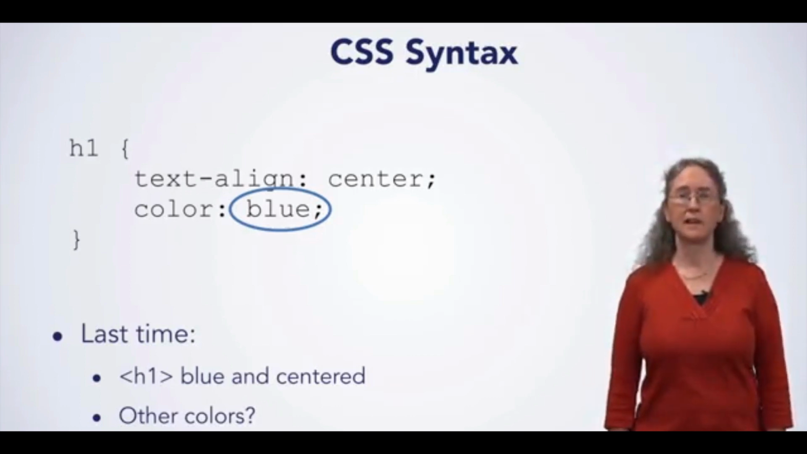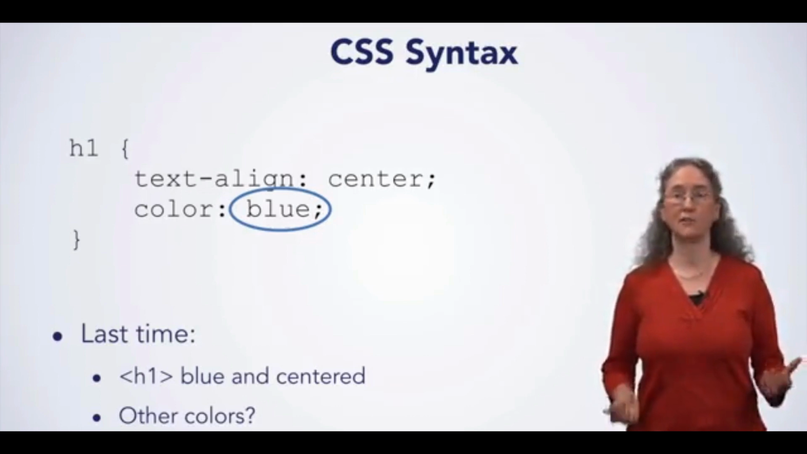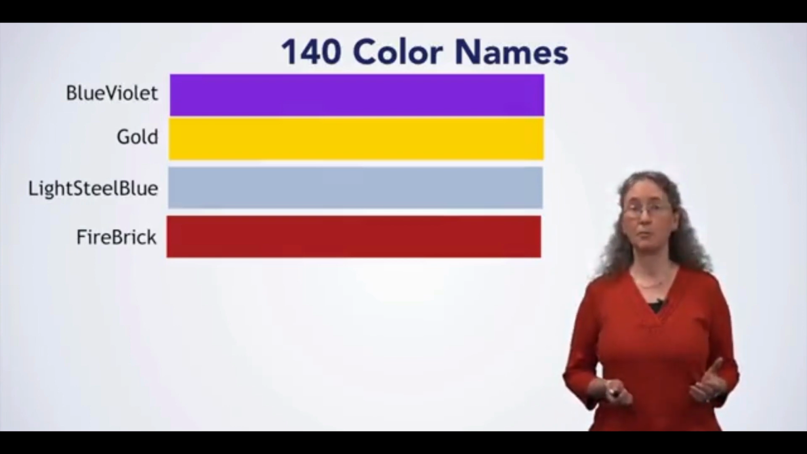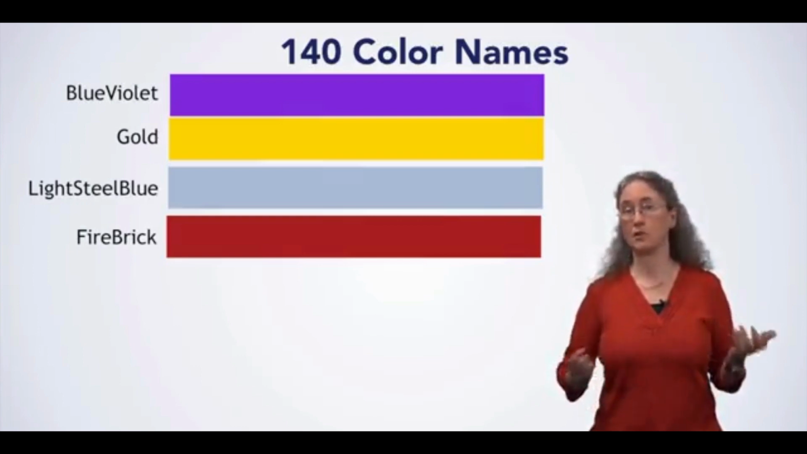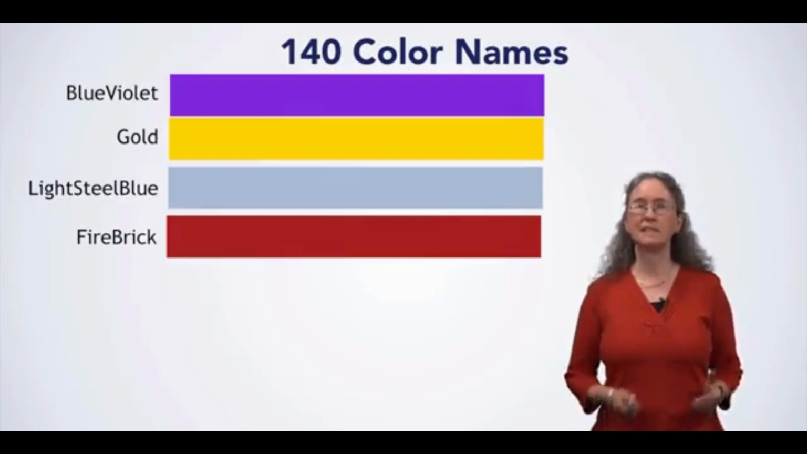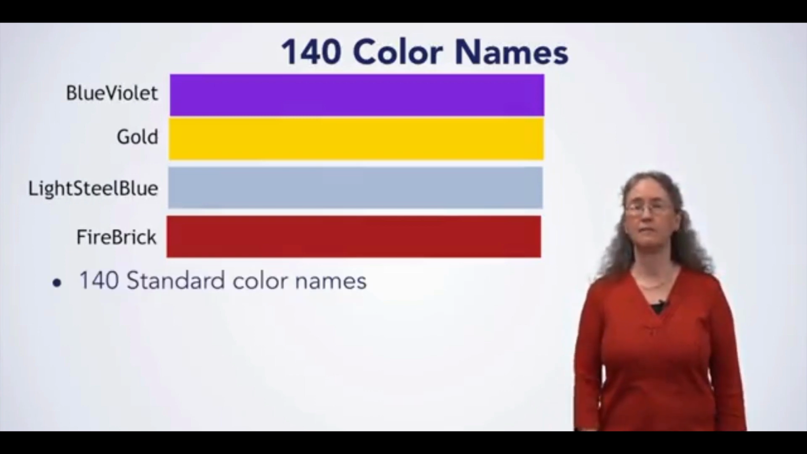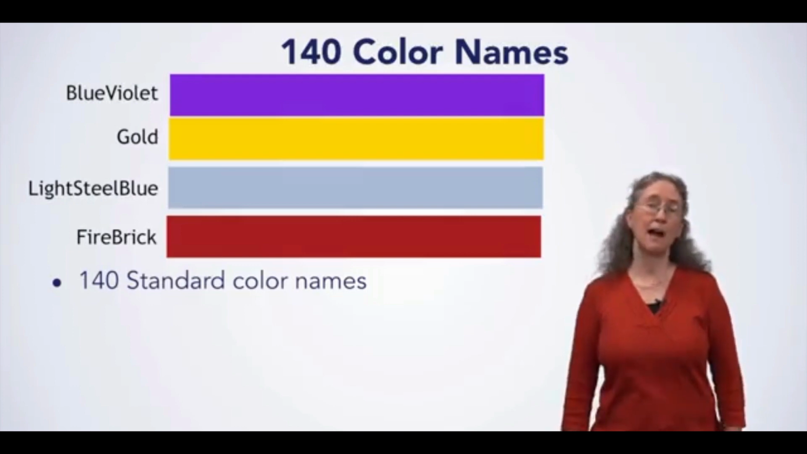But you might want to design a web page with more sophisticated color choices. CSS supports a much wider variety of color names, giving you the ability to choose some nice shades of different colors. Here's a few of my favorites. Blue-violet is a nice shade of purple. Gold is, of course, gold-colored. Light steel blue is a nice bluish gray. And fire brick is a deep red. In fact, there are 140 standard color names, giving you a wide selection of colors to choose from by name.